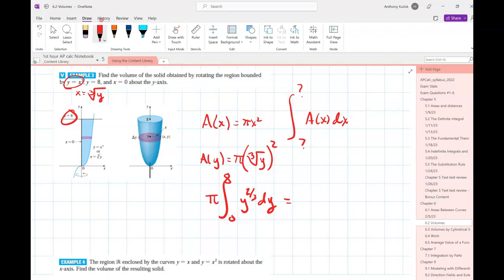Could I have done this still with respect to x?